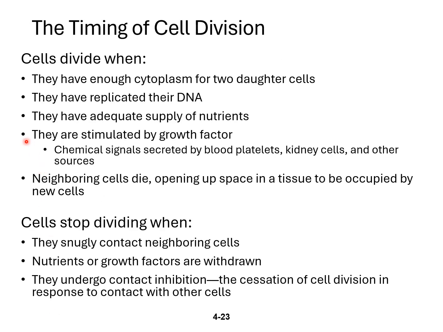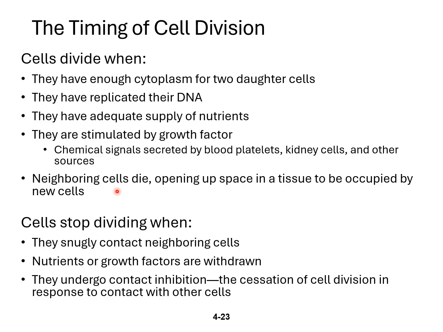And then finally, the timing of cell division. And this is where we end. The cells divide when they have enough cytoplasm for two daughter cells. They also have replicated their DNA, because without DNA, there's no point to produce a daughter cell. They have an adequate supply of nutrients. They're stimulated by growth factors. There can be chemical signals secreted by blood platelets, kidney cells, and other sources.